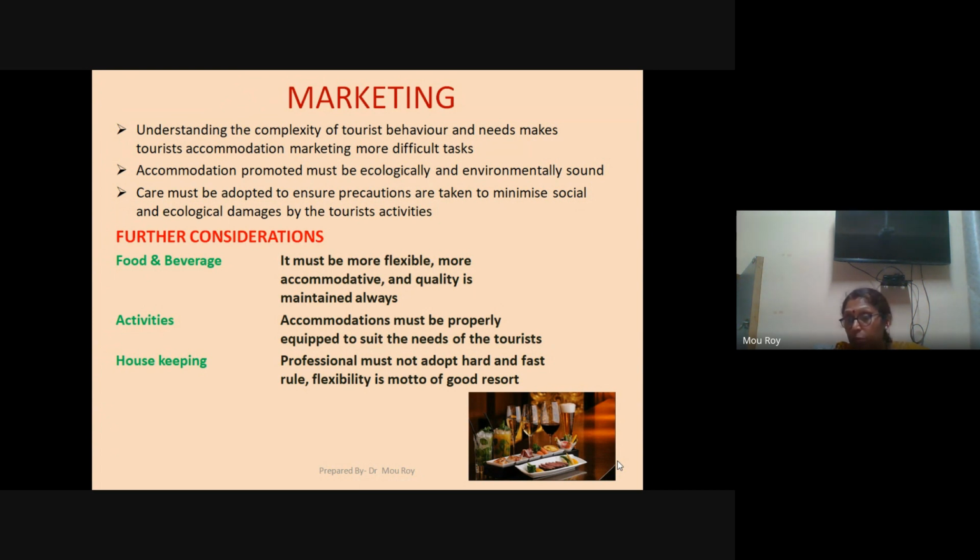the hotel may have a gym, but the guest can use the facilities. The hotel may have a sauna, the hotel may have different health clubs and all should be provided. Okay. Then, of course, the housekeeping is included. Professionals must not adopt hard and fast rules. Flexibility is always a good motto of a good resort. Housekeeping is basically who are responsible for upkeep of the hotels.